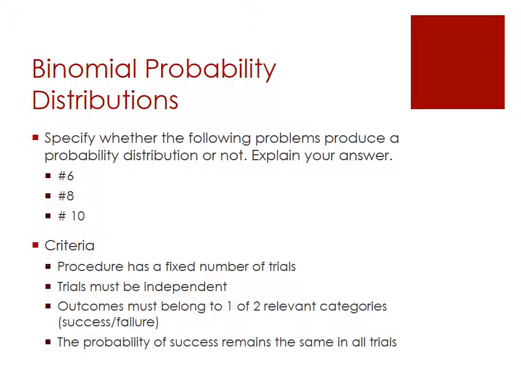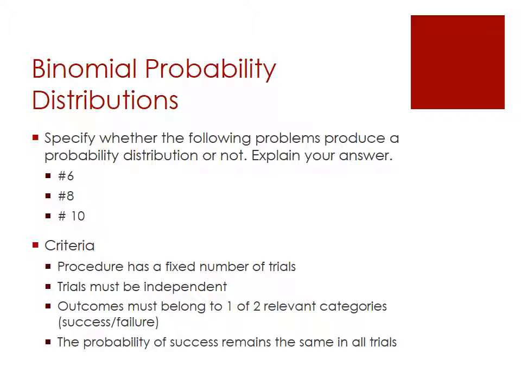So first of all, the procedure is a fixed number of trials. We have 1,000 adults, so that's set, and that is going to be our N. The trials must be independent. We would assume that these were independent of each other. These people are not related to each other in any way. Now, the outcomes, in order for this to be binomial, have to be one of 2 relevant categories.